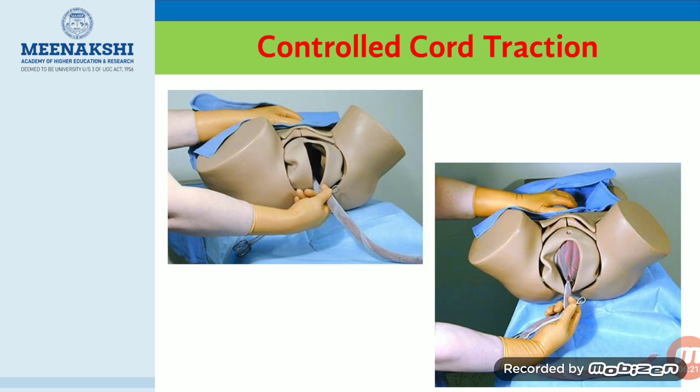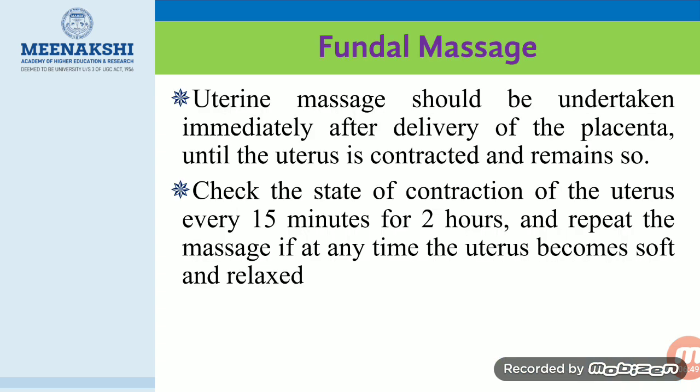The procedure for giving controlled contraction. First, we have to keep the left hand on the mother's abdomen over the uterus and we have to give the counter pressure. By using the right hand, we can hold the cord steadily and we have to give gentle traction in downward direction until the placenta and membranes are expelled completely. This is the procedure we have to follow when we are giving controlled contraction.